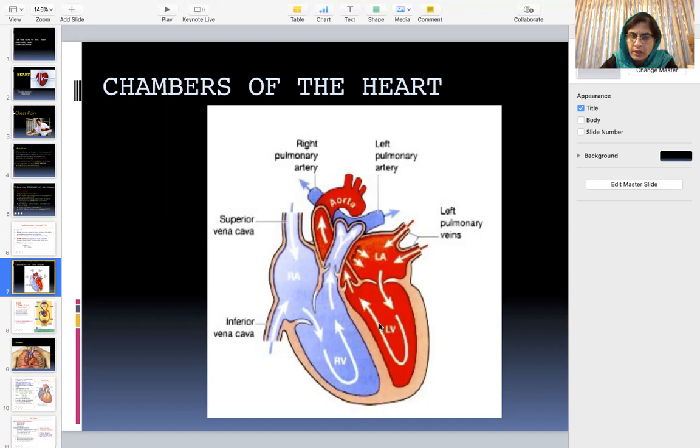From the left ventricle, the blood is pumped into the aorta, and this oxygenated blood is supplied to the general circulation. After the oxygen is supplied to the tissues, the deoxygenated blood is brought back to the right side of the heart through the inferior and superior vena cava. The inferior vena cava brings deoxygenated blood from the lower part of the body, and the superior vena cava brings it from the upper part, the head and the neck, into the right atrium.